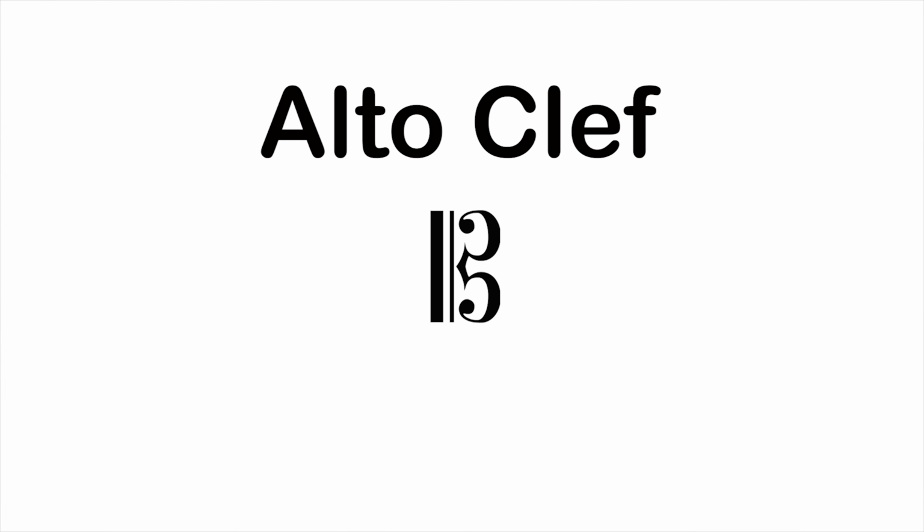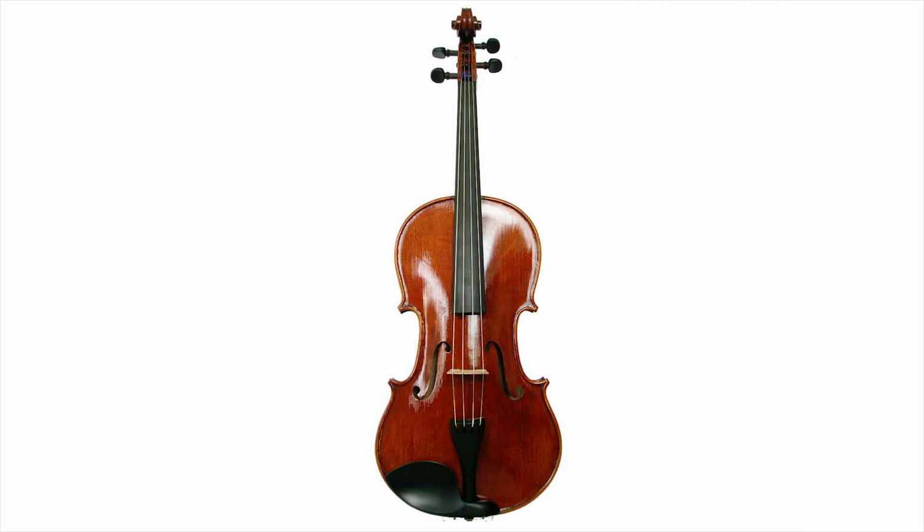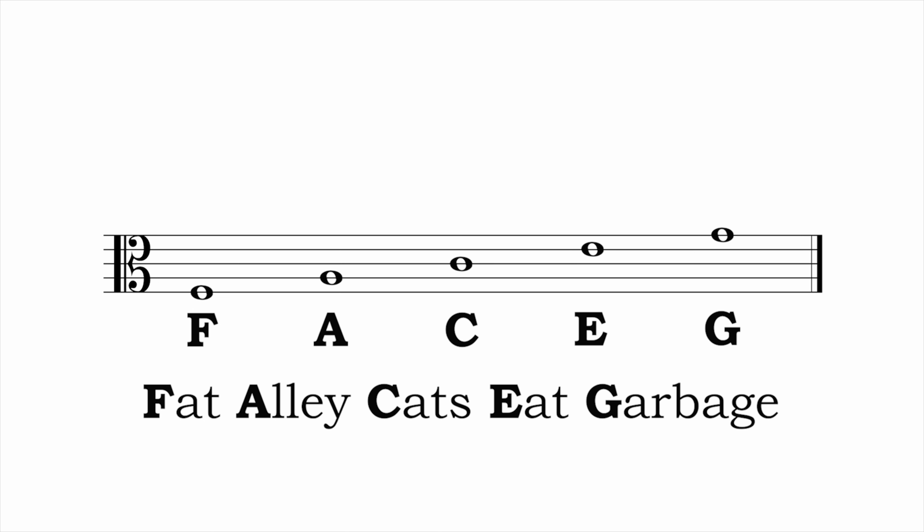The alto clef. The alto clef is used for the viola. The alto clef is also known as a C clef because it indicates where middle C is on the staff. The lines of the notes on the alto clef are F, A, C, E, and G. A good way of remembering this is using the phrase, "Fat alley cats eat garbage."